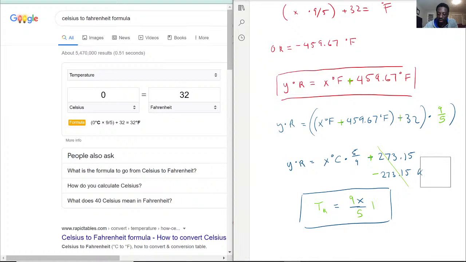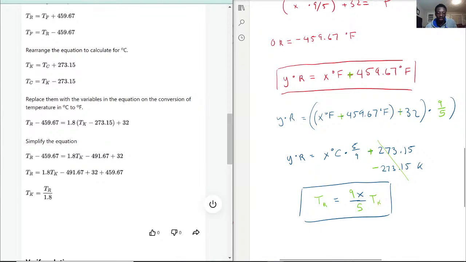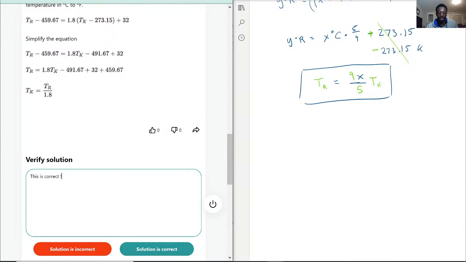Like that. Okay? Because they have the Kelvin and the Rankine, but I have the Rankine and the Kelvin, hence why it almost looks backwards. But these two are the same thing. This is nonetheless correct. And now let's move on to the next question.